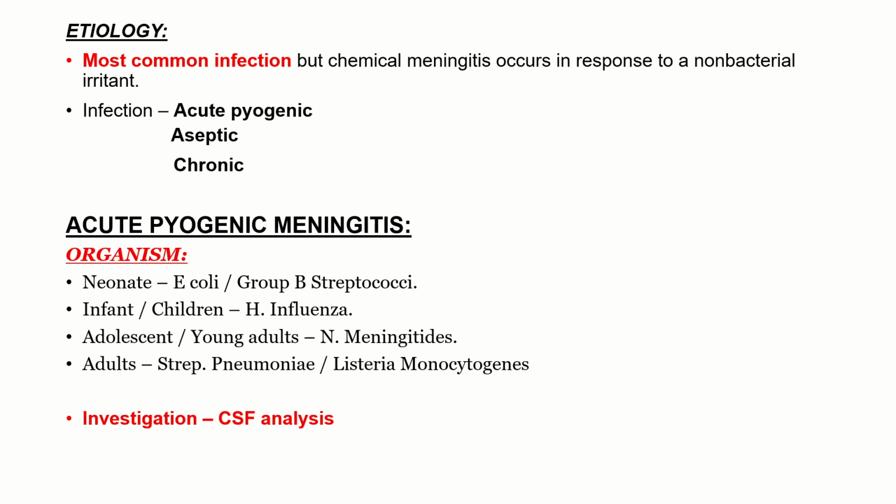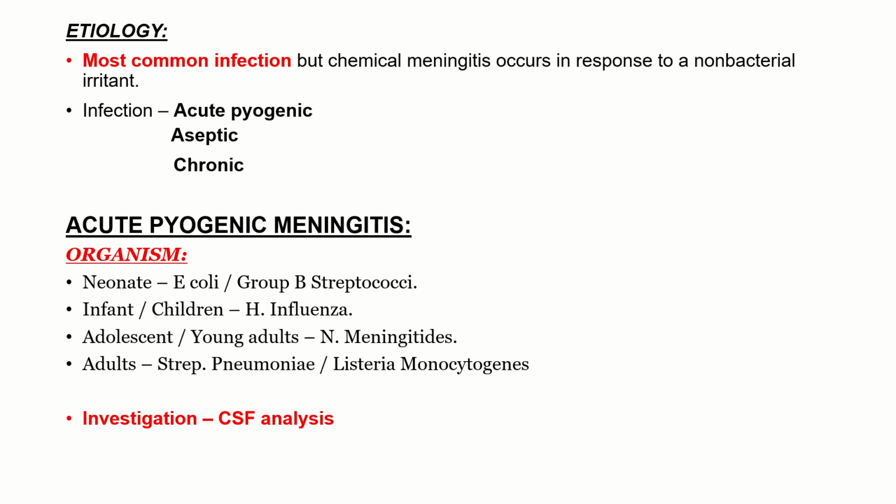Infection can cause acute pyogenic meningitis, aseptic meningitis or chronic meningitis. We are going to discuss only acute pyogenic meningitis. So what are the organisms responsible for that? Depending upon the age, the organisms also differ.